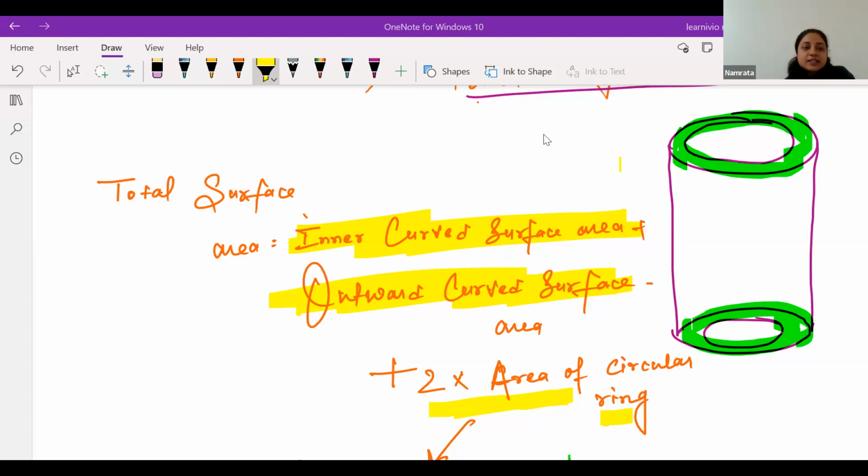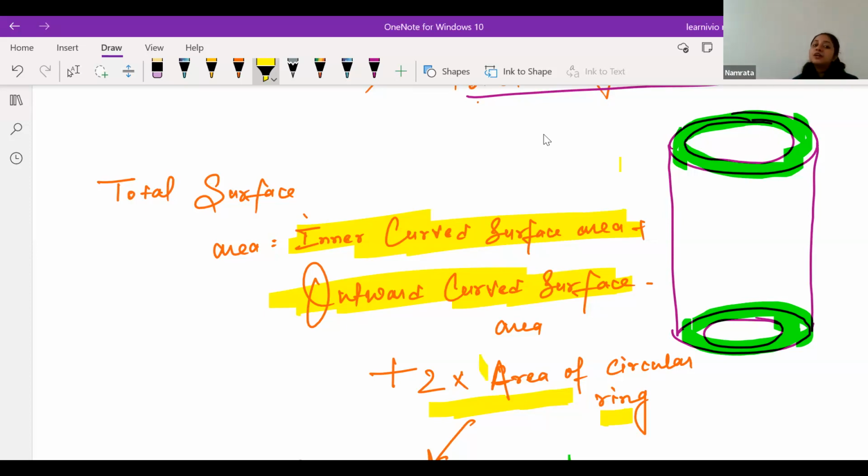Yes, let me know. Is it clear? Anyone to whom it's not clear, please let me know. Yes, ma'am. Clear. Okay, it's clear. So let's move ahead. All right, you will be able to do it.